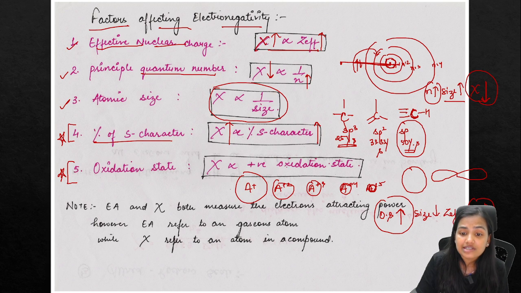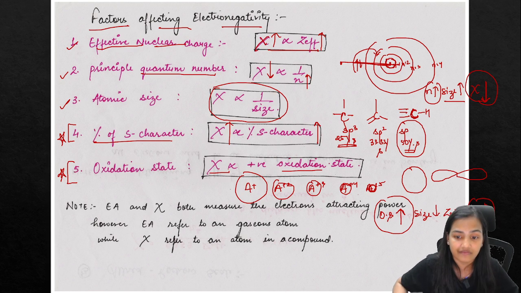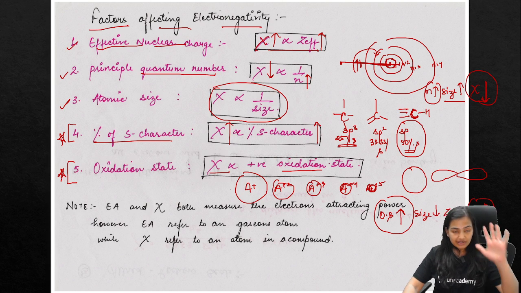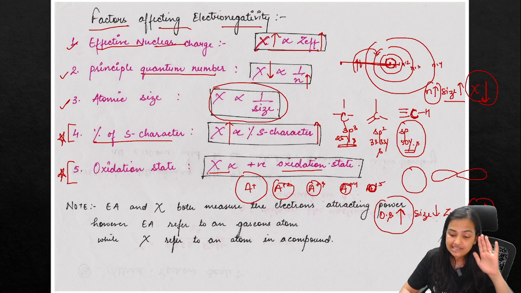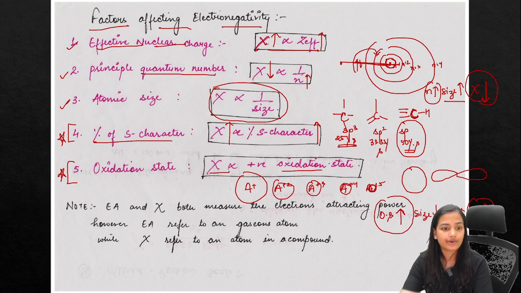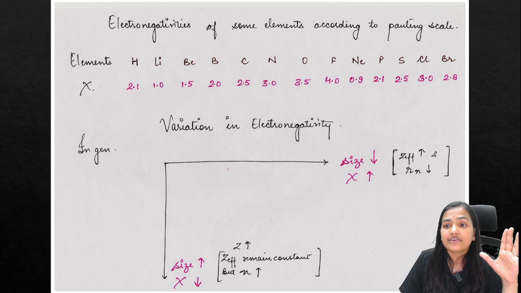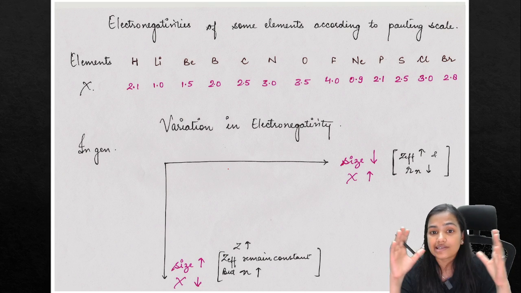Okay, so as oxidation state increases, the electronegativity increases. I hope you understood all these 5 points very well, because when we are able to understand this, then only will we be able to do many of the questions from the inorganic and organic section. Okay, chaliye. So let's move ahead with the electronegativity values which are given by the Pauling scale.